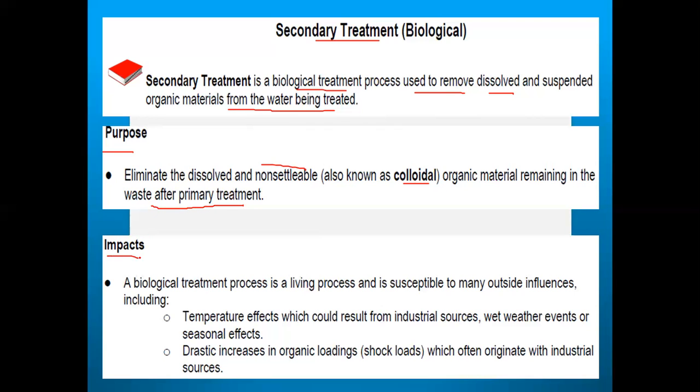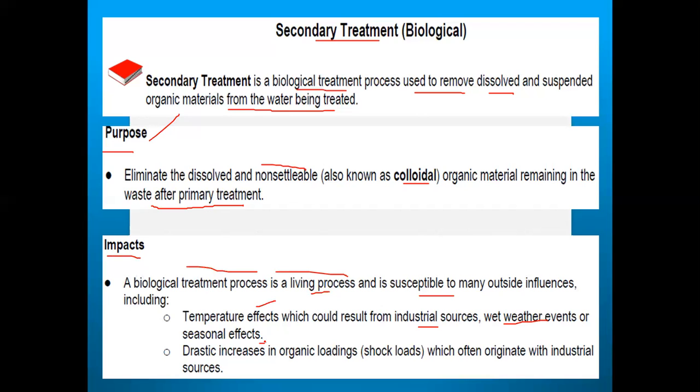Next, impact. So what is the impact whenever you are using this secondary treatment? A biological treatment process is a living process. Why? Because you are using an aerobic process, right? It is a living process and is susceptible to many outside influences. What are the outside influences? Temperature effects, which would result from industrial sources, wet weather conditions, or seasonal effects. So temperature also influences it, because it is a living process.